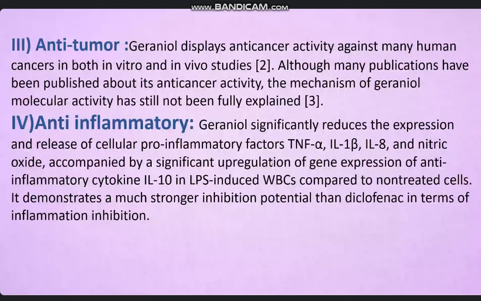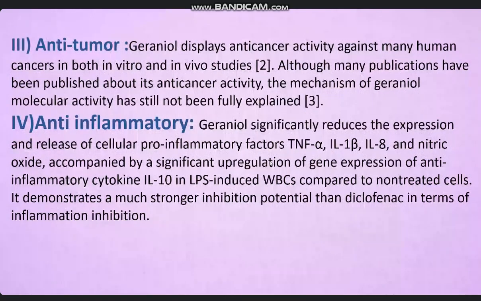In vitro means in glass, so experiments in a test tube are in vitro studies, and in vivo means in live, so experiments in humans or animals are called in vivo studies, but the mechanism of the activity has still not been explained. Fourth one is anti-inflammatory.